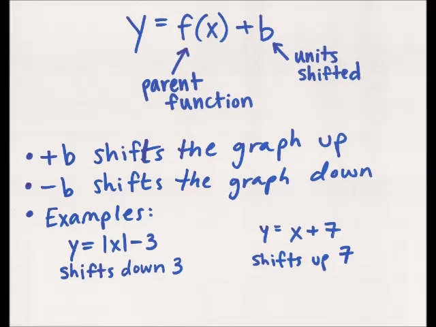The mathematical formula used to express vertical shift is y equals f of x plus b. If b is positive, it shifts the graph up. If b is negative, it shifts the graph down. An example of this is the parent function y equals the absolute value of x changed to y equals the absolute value of x minus 3, which shifts the original graph down 3 units. The same goes for the parent function y equals x changed to y equals x plus 7, which shifts the original graph up 7 units.